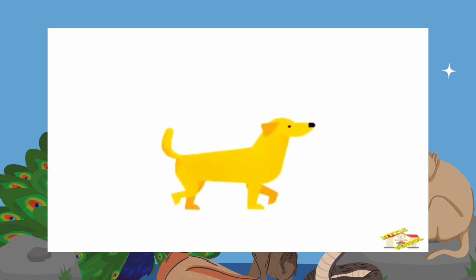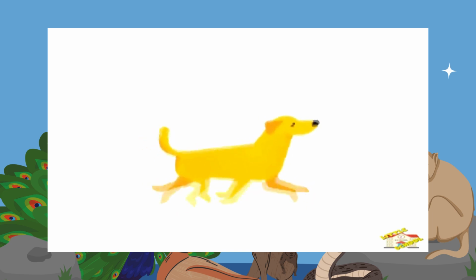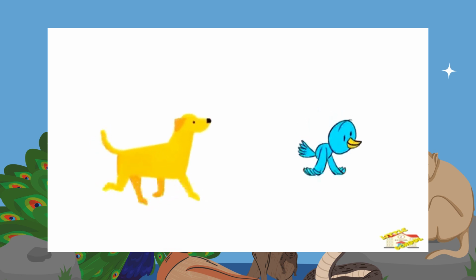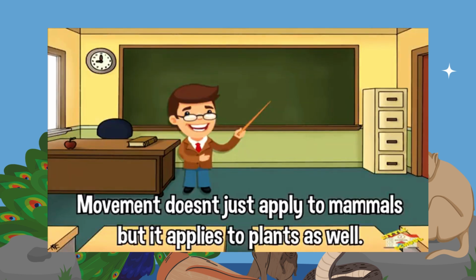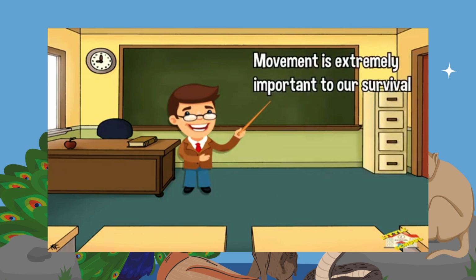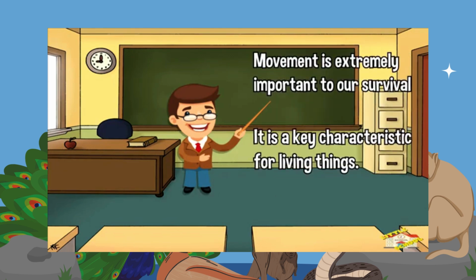Every living thing moves. Your dog loves to run, jump, and wag its tail when it's excited, and the birds flap their wings to fly. Movement doesn't just apply to mammals, but it applies to plants as well. Let's take a look at this plant. It's moving to catch light that it needs to survive. Movement is extremely important to our survival, and thus it is a key characteristic for living things.